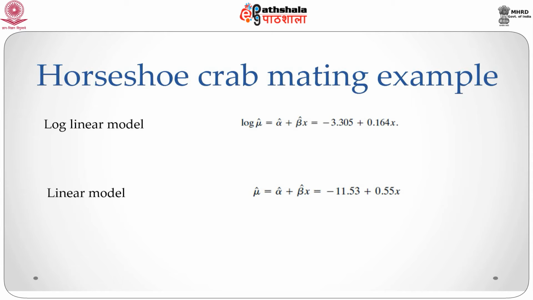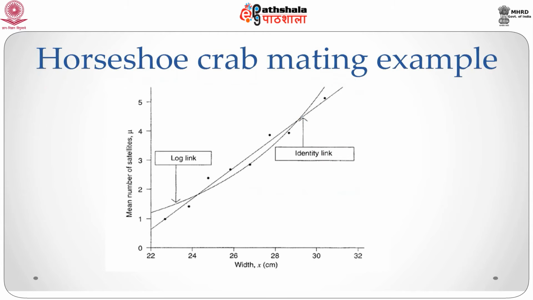We can, of course, also get the corresponding standard errors of alpha hat and beta hat and use them to test the significance of the coefficients. For purpose of comparison, we have also fitted a linear model to the data. So a linear model is, as usual, mu hat equal to alpha hat plus beta hat x, and plugging in the maximum likelihood estimators, this is equal to minus 11.53 plus 0.55x. This shows a plot of the two regression lines superimposed on the original data. The somewhat curved plot corresponds to the log link, and the straight line corresponds to the identity link. Now, of course, the two plots are not identical, although it might be argued that they are close for the greater part of the range of the data, which is towards the middle.